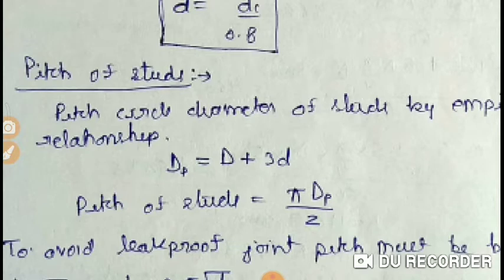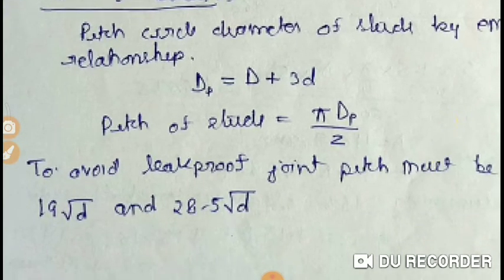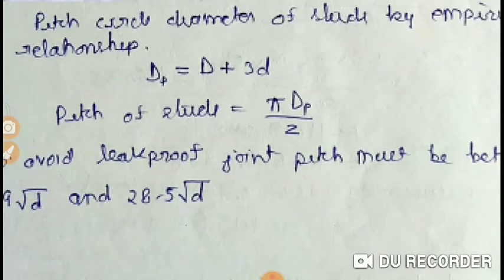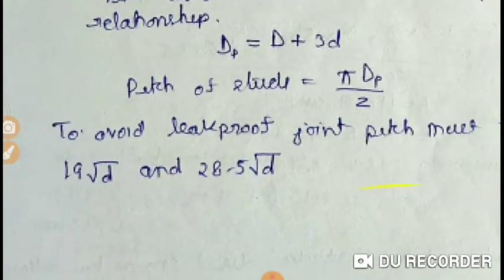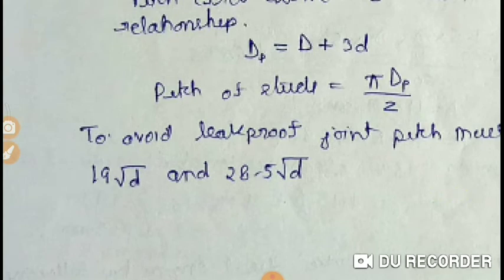Now the pitch of the stud can be calculated as pi dp divided by the number of studs z. And this pitch of the stud must lie in the standard range given for the leak proof joint. This value must lie between 18 root d and 28.5 root d. So this value must lie between these two values, then only our design is safe.